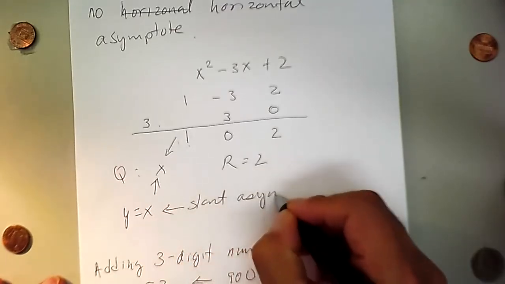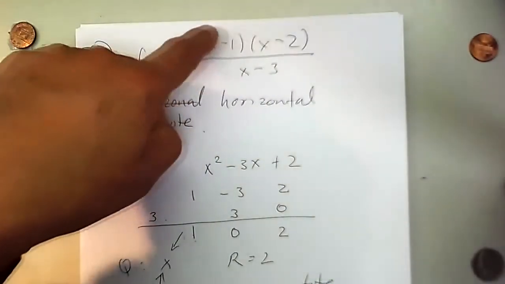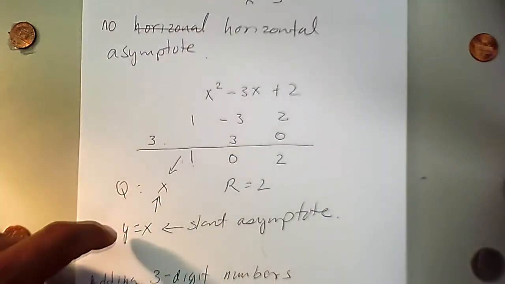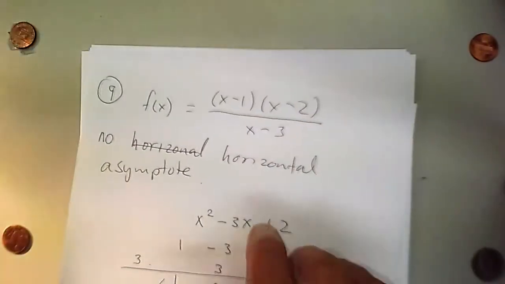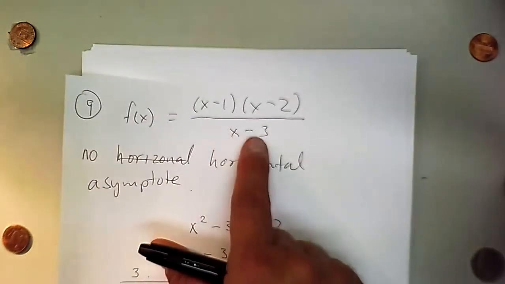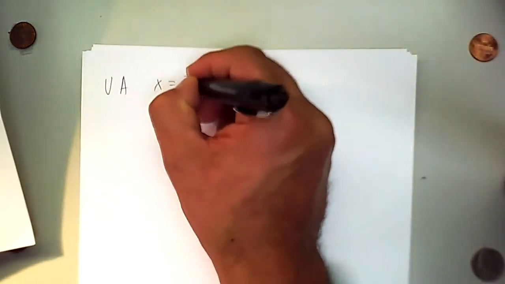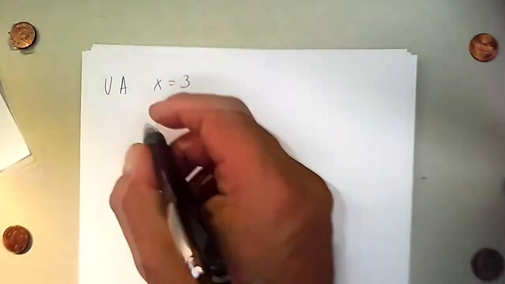This is the slant asymptote. So when we ask you what is the slant asymptote, multiply out, divide, the quotient, y equals the quotient, that's going to be your asymptote, your slant or oblique asymptote. Okay. So we have that, and we have one vertical asymptote, x equals 3, and we have x-intercepts 1 and 2.